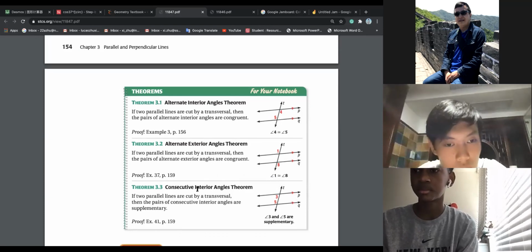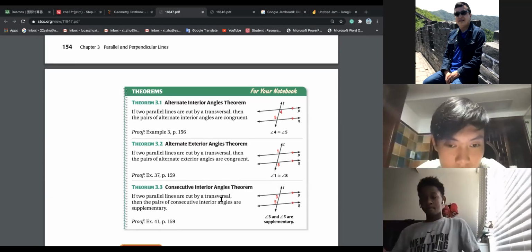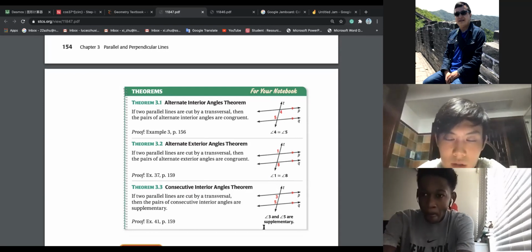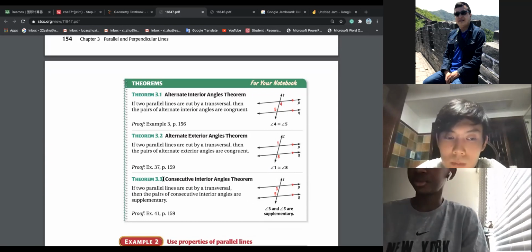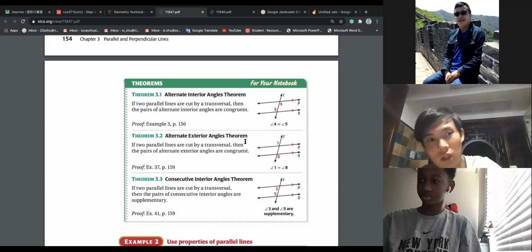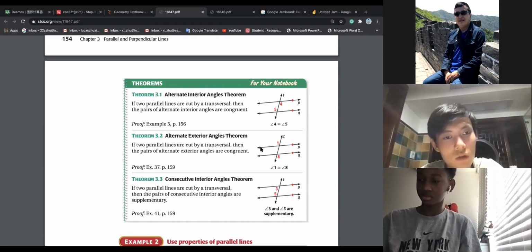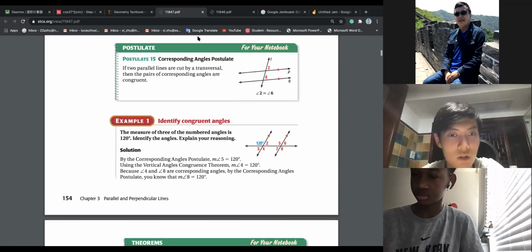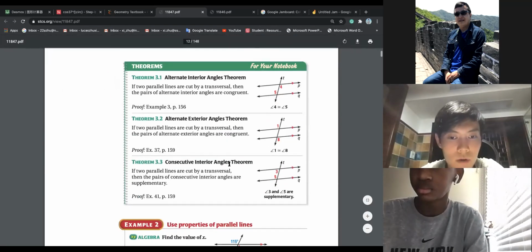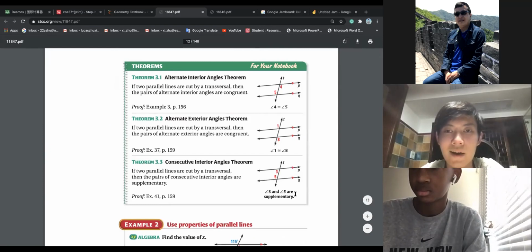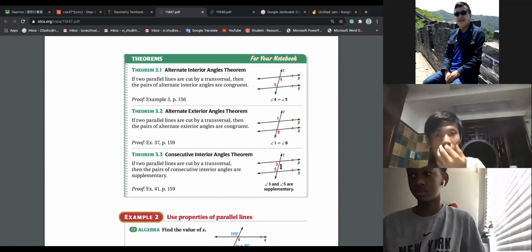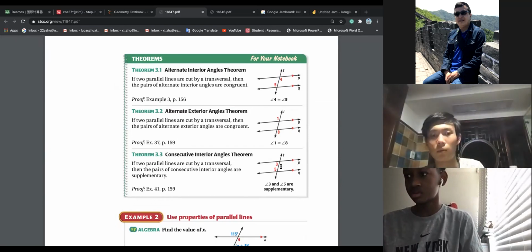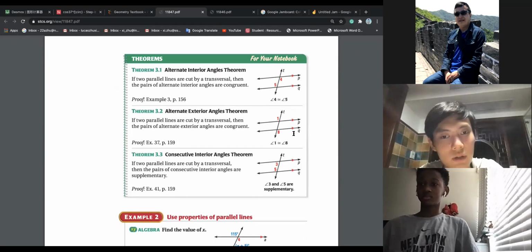And for consecutive interior angles, they are supplementary. That's the main difference here. That's the one you have to pay attention to. Because for this two and also the corresponding one up over there, they are all congruent to each other, right? But for this one, they're supplementary. They add up to 180, right? Just take a picture of it and write it down in your notes later because you're gonna use them a lot throughout geometry. This is really important.